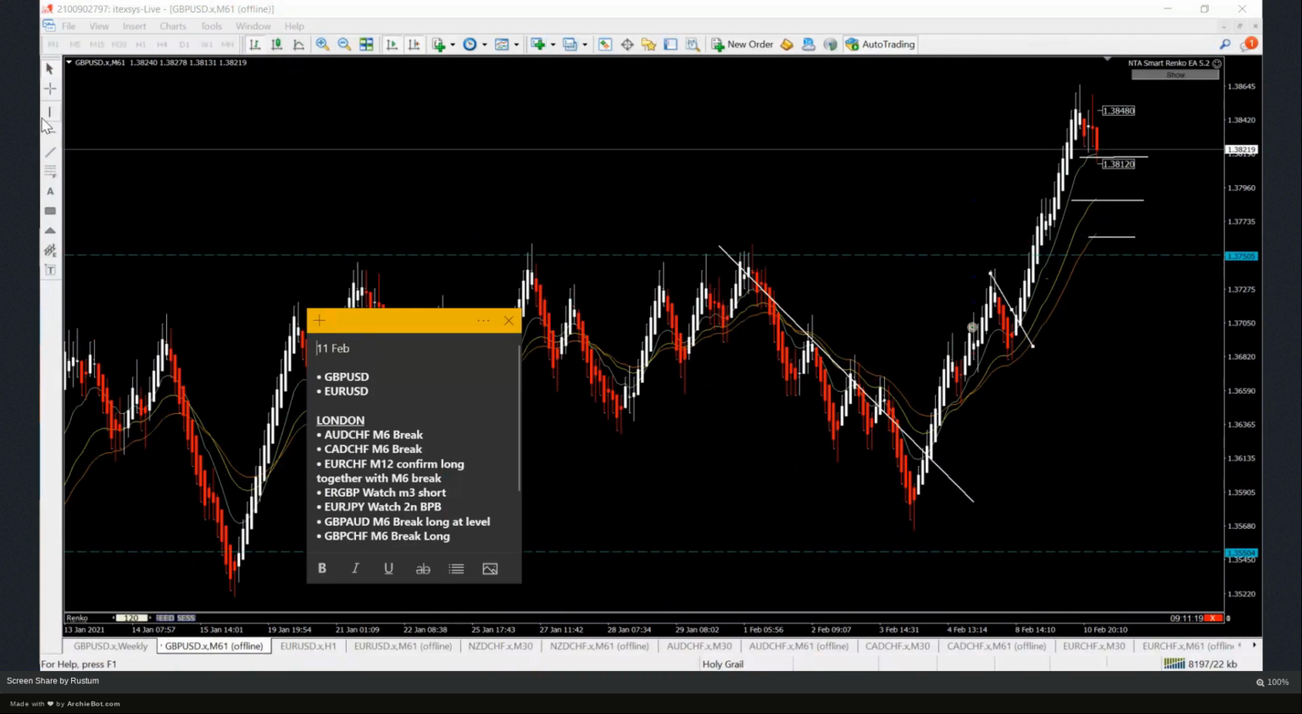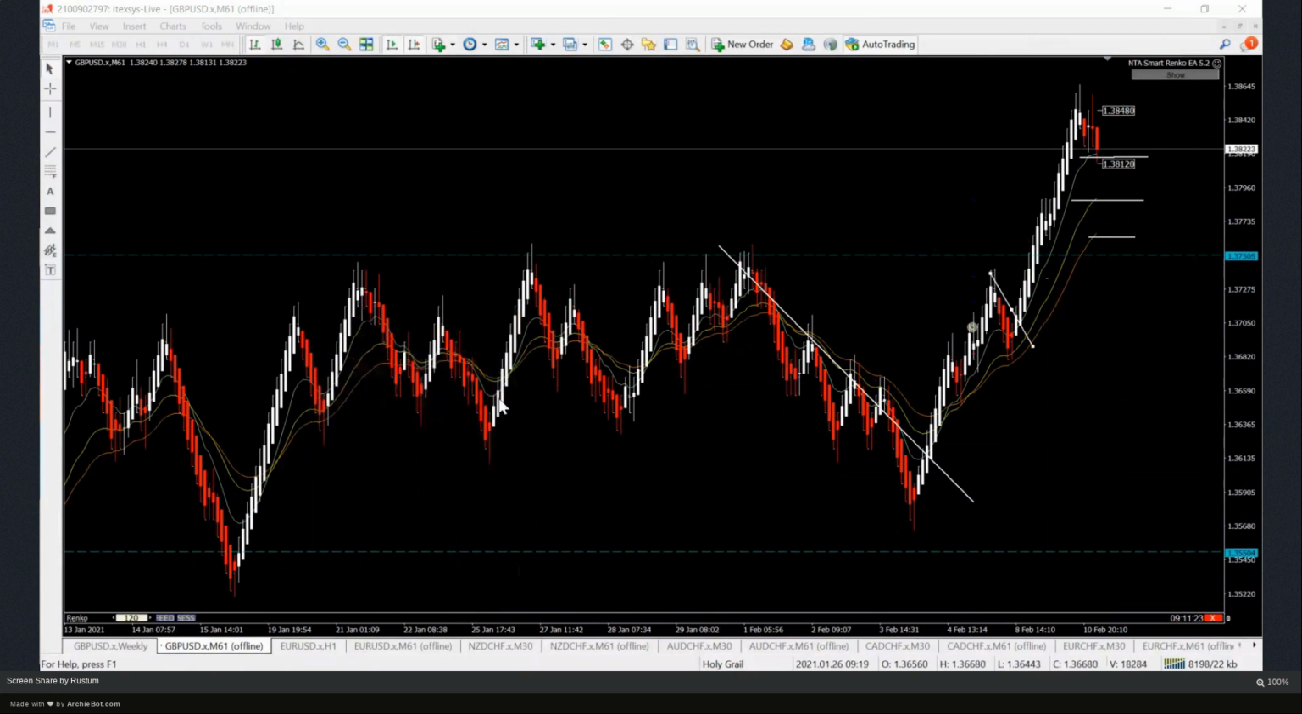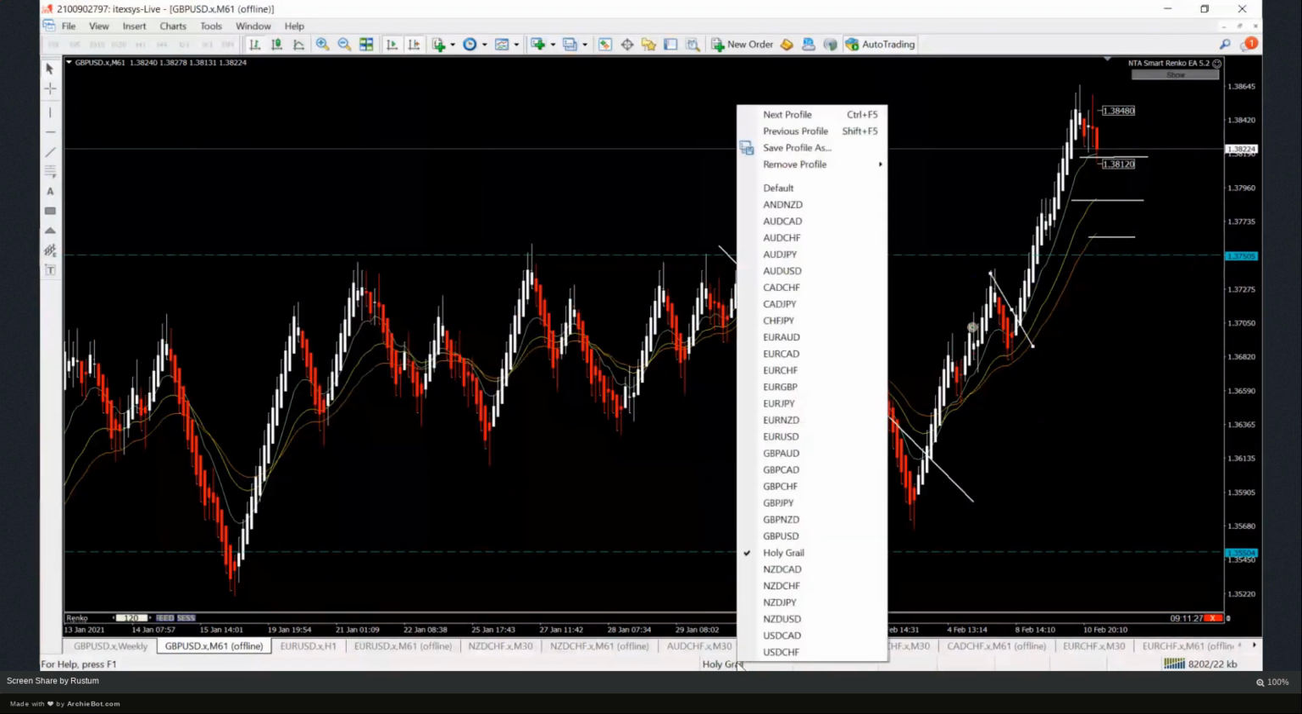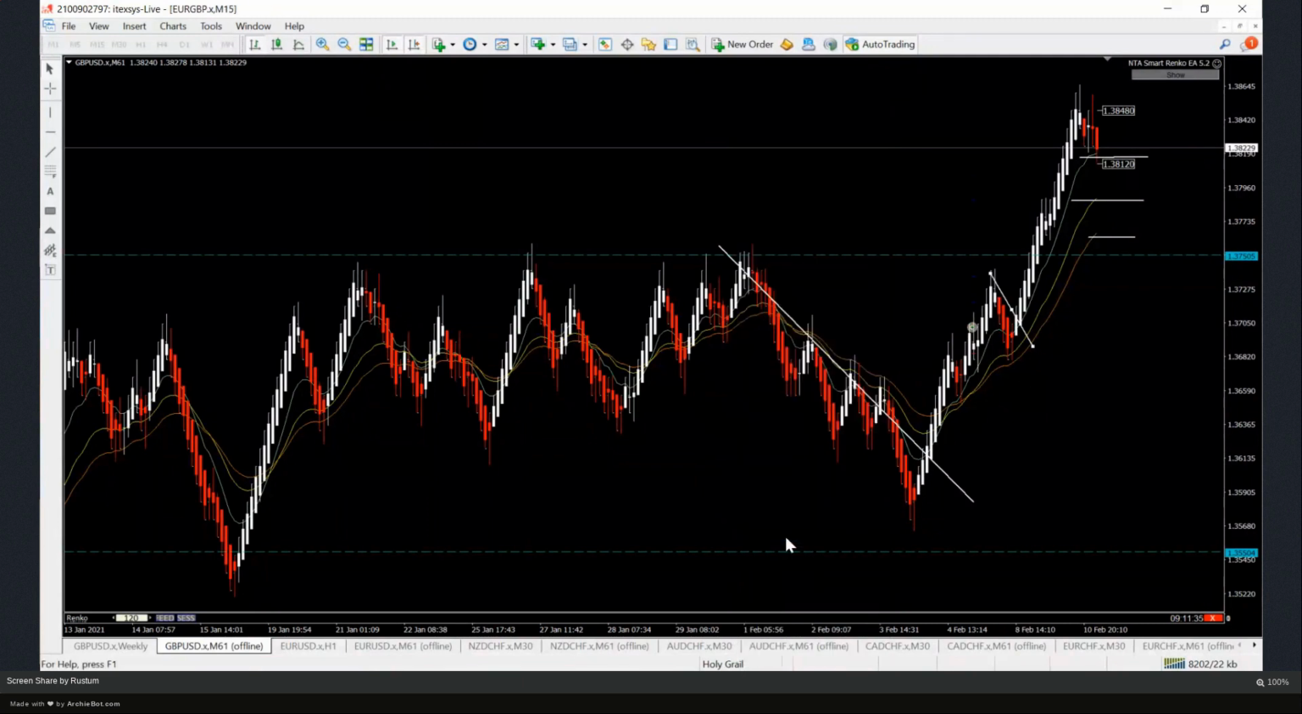So that is how we just go about looking at these pairs first. And then obviously we are doing that here on this piece here. This is how we're setting it up. The pound versus the dollar.